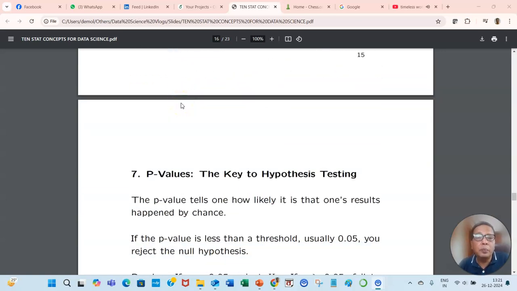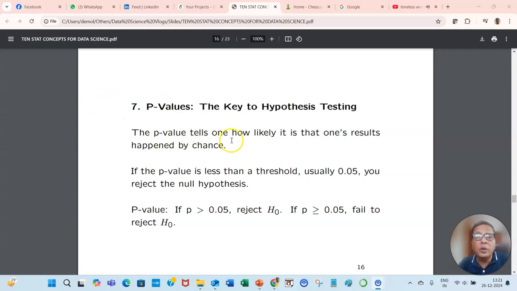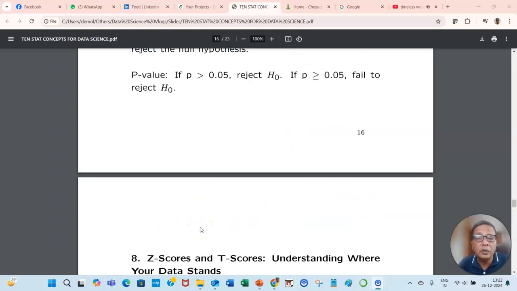Then comes the method of p-value. The p-value tells how likely it is that one's result happened by chance. So p-value is the probability of getting a value as extreme as the observed, and if the probability is very low, then we say that there is not much statistical support behind the null hypothesis. So when p-value is less than 0.05, we reject H0. Sorry, there is a typo on the slide; this should be less than 0.05. We reject H0. Otherwise, we fail to reject H0 or we accept H0.